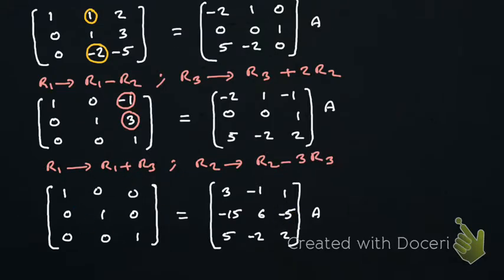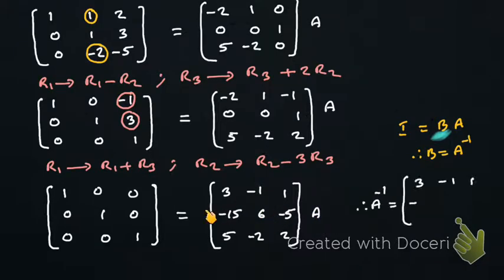I got I on the left side. So I is equal to B into A. So what I have got now is this is I on the left side. I is equal to B into A. If I is equal to B into A, then B has to be the inverse of A. That's why the answer is I. So I will say B is A inverse. So here I have I is equal to some B into A. So this B has to be the inverse of A. So I say therefore A inverse is equal to this matrix.